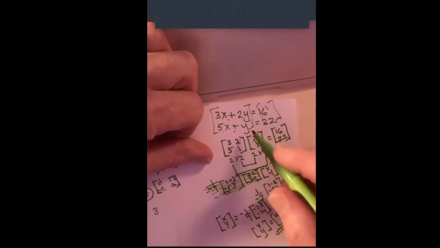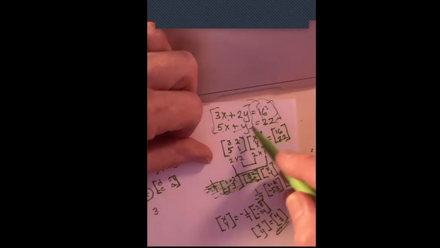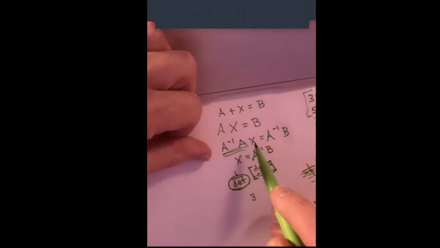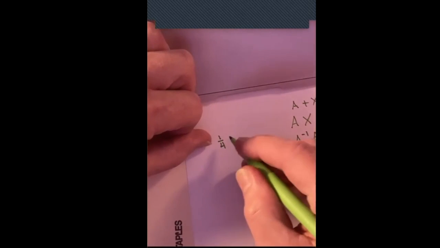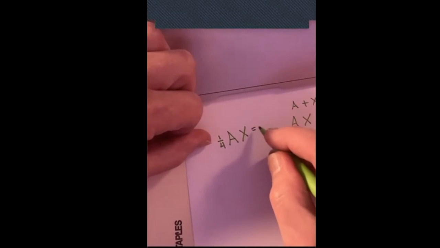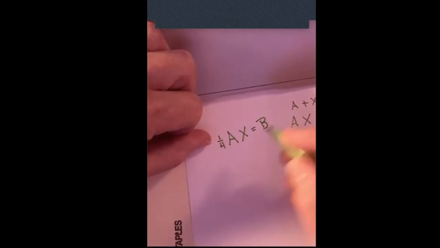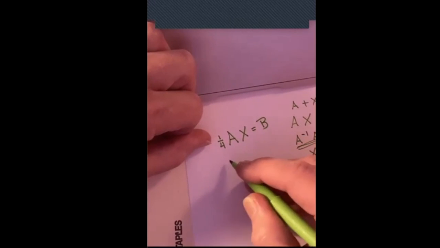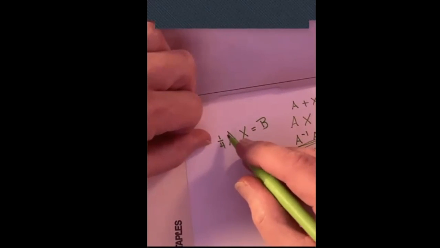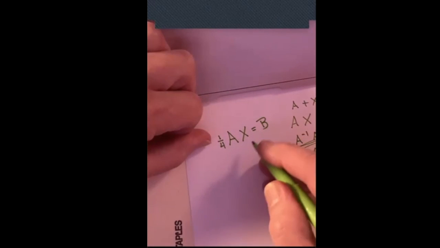Now, I did those in the context of a system of equations, but there's no particular reason why we couldn't do the same thing we did over here. And I could give you something like 1/4 matrix A times X is equal to matrix B. And then you'd have to multiply both sides by 4. And then you'd have to multiply both sides by the inverse of A.